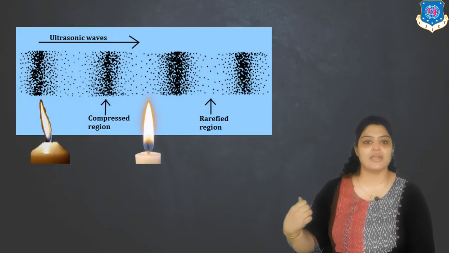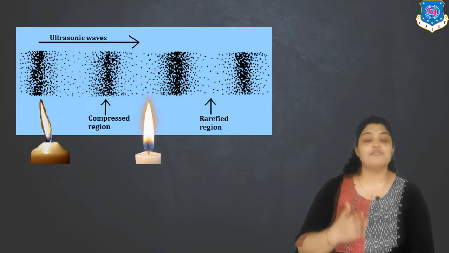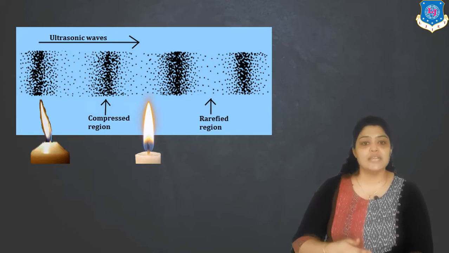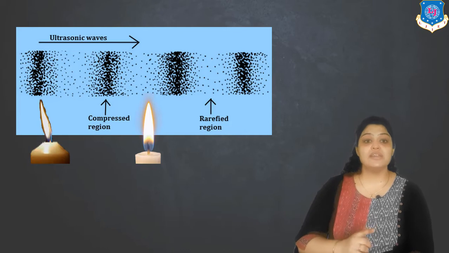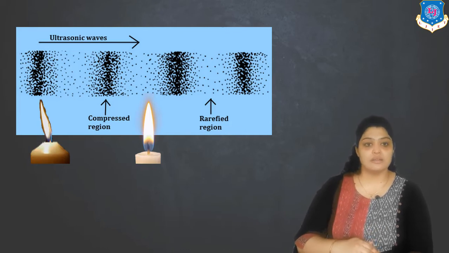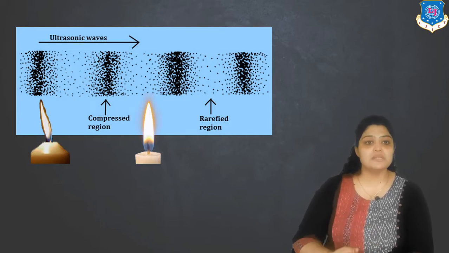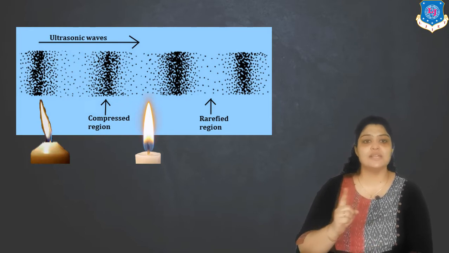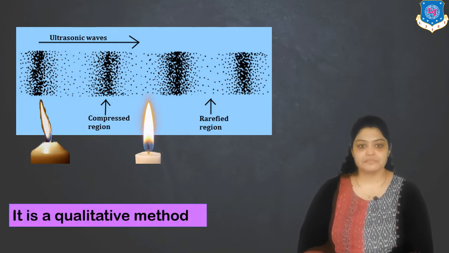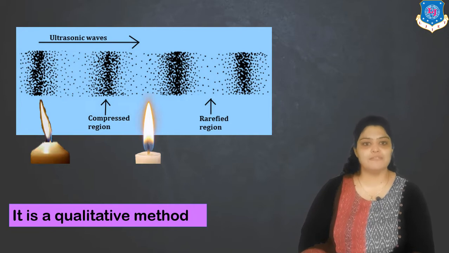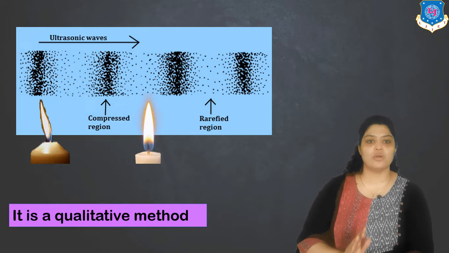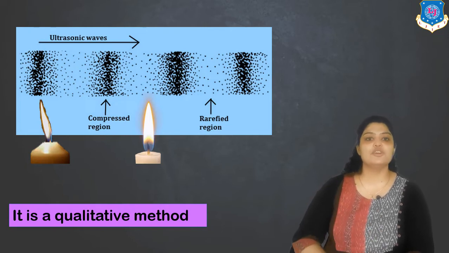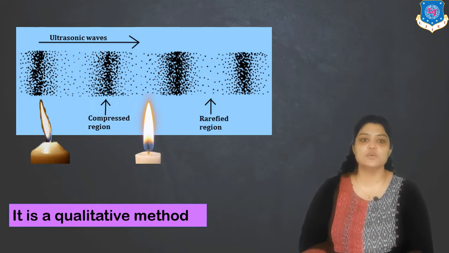You can see in the diagram that wherever we have a rarefied region, antinodal points, or minimum disturbance, the flame is steady. But whenever it comes to the compressed region, that means maximum disturbance or the nodal points, you can see the flame is flickering. This is just a qualitative method. It can only tell you whether ultrasonic waves are present in the medium or not. You cannot determine the wavelength or frequency of ultrasonic waves using this method.